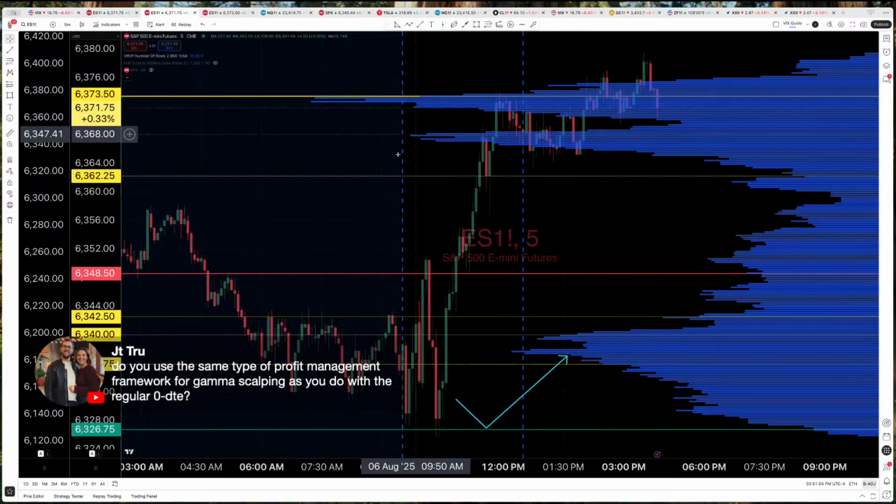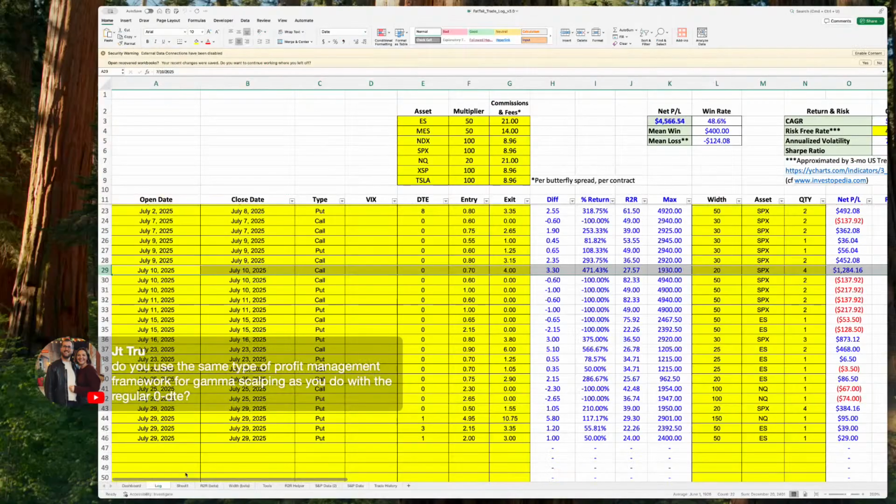I put on a very similar trade back in June. Let's see if I can bring that up. It's in my trade log. I'll show you what it looked like. Hold on a sec. I'll bring it up. Microsoft Excel. So actually it was in July, early July.